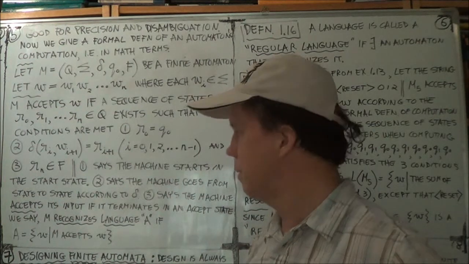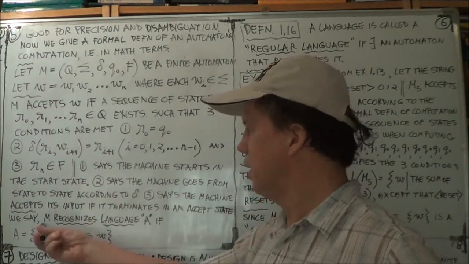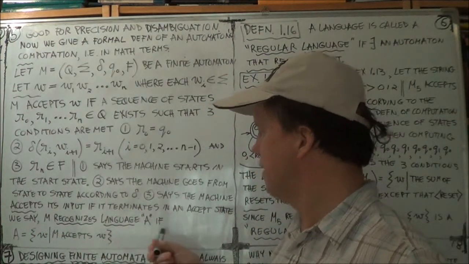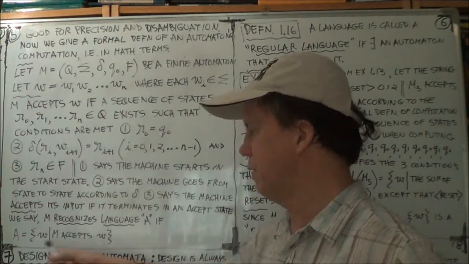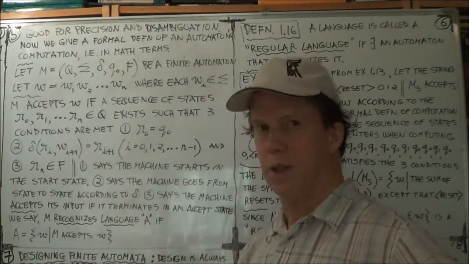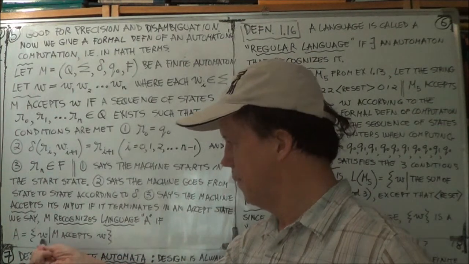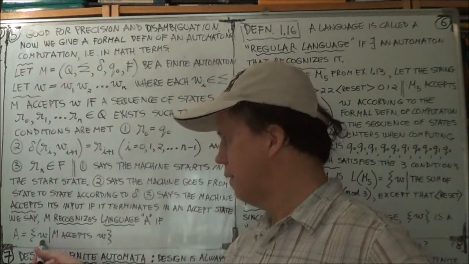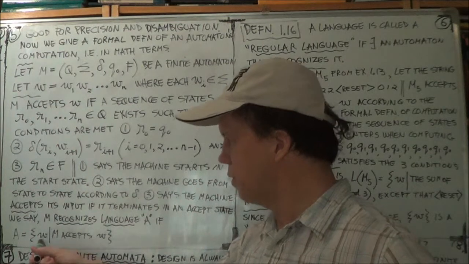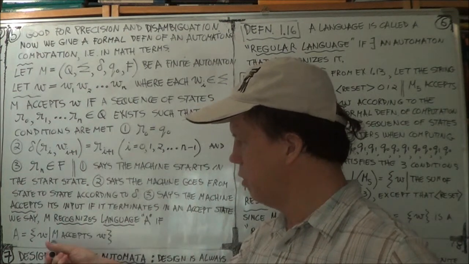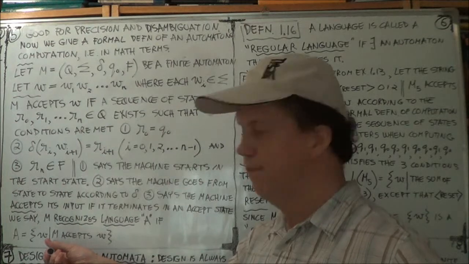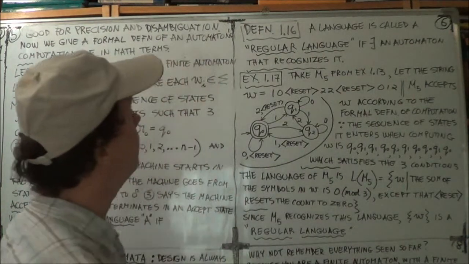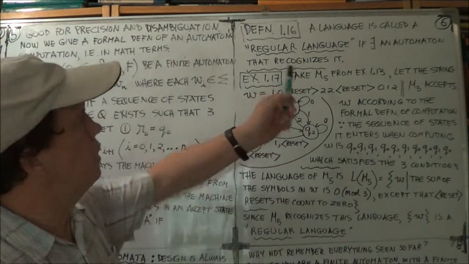Okay? So you can say that machine M, the automaton, recognizes language A if this is the definition of what a language is. It's a set of all strings that the machine, automaton M, accepts. Okay, right. Now a new definition.